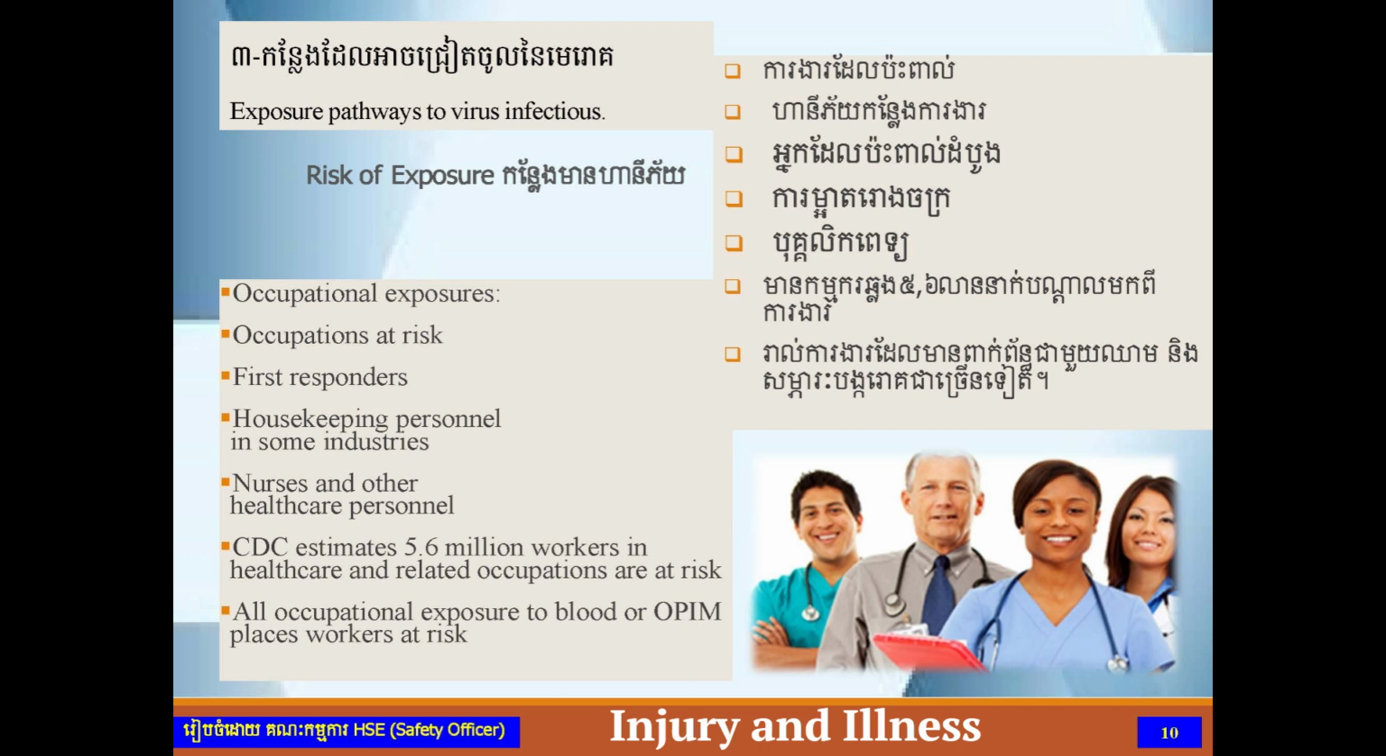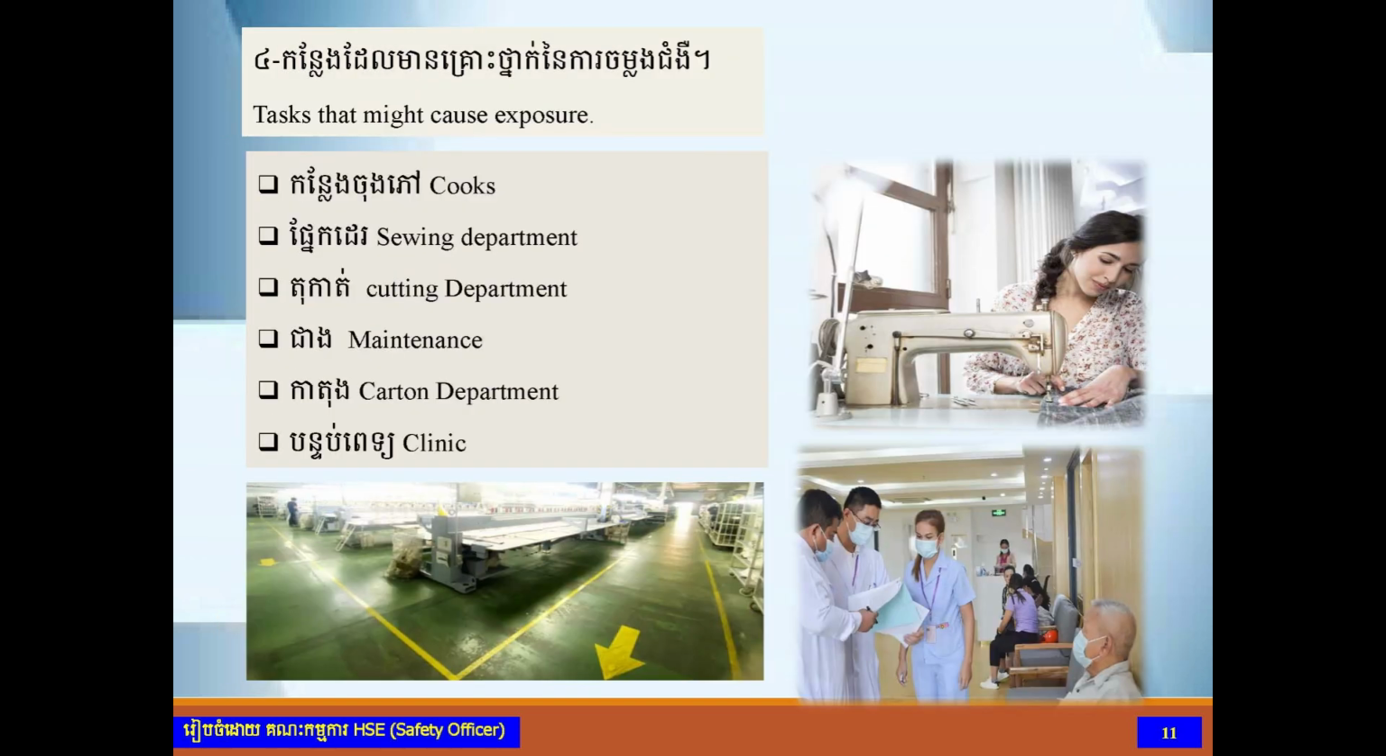10. Occupational exposures. Occupations at risk include first responders, housekeeping personnel in some industries, nurses and other healthcare personnel. CDC estimates that 5.6 million workers in healthcare and related occupations are at risk of occupational exposure to blood or OPIM, placing all such workers at risk. 11. Tasks that might cause exposure. Cooks, sewing department, cutting department, maintenance, carton department, clinic.